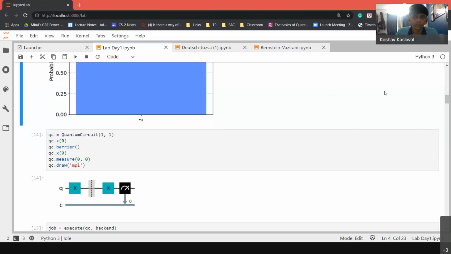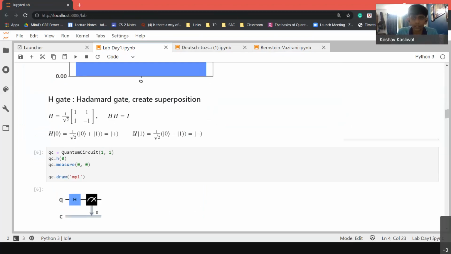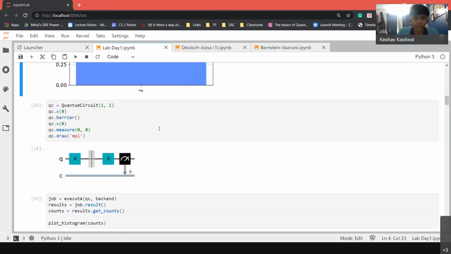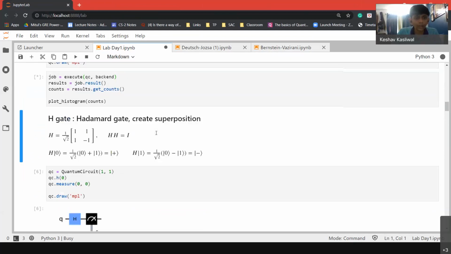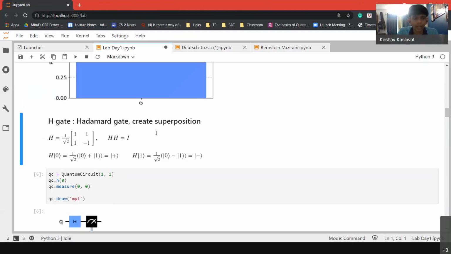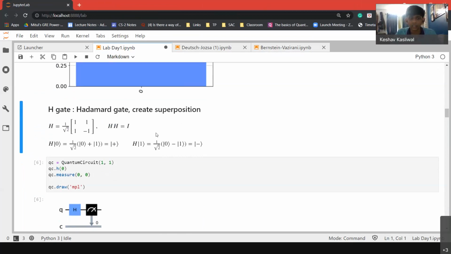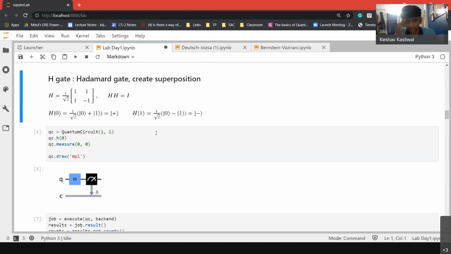Okay, I presume that there are no questions now. So I'll come back to the Hadamard gate. As you may have studied, the Hadamard gate creates a superposition of both 0 and 1. If we apply a Hadamard gate on the state 0, we get the plus state, which is 1 by root 2 times 0 plus 1. And if we apply the Hadamard gate on the state 1, that gives 1 by root 2 times 0 minus 1.